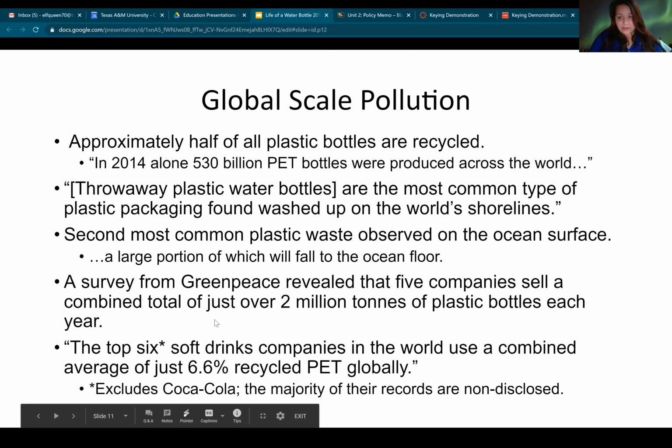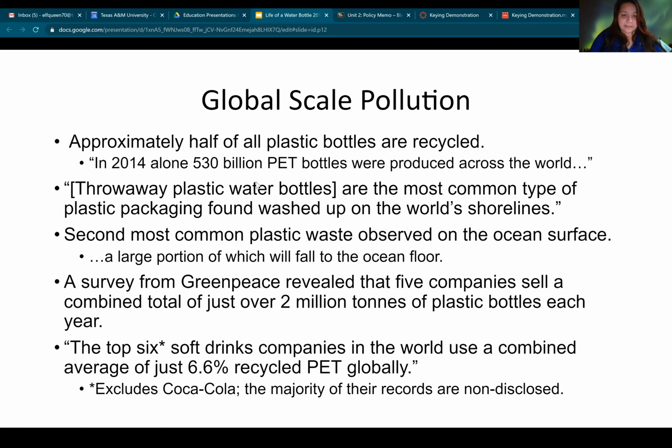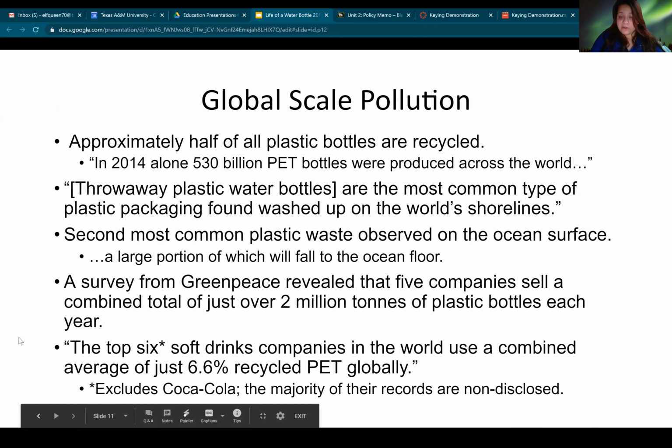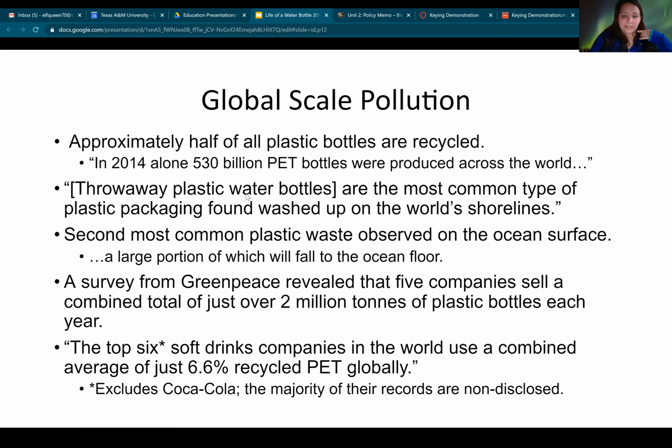So on a global scale, we talk about pollution of plastics. We focus on water bottles. While approximately half of all water bottles are recycled, there are a lot of water bottles that are created every year, and every year there are more and more. They are the most common type of plastic packaging we find on the world's shorelines whenever it washes up in the sea, and they are the most common form of plastic waste that we will find in the ocean, whether that's a whole water bottle or one that's broken into pieces.